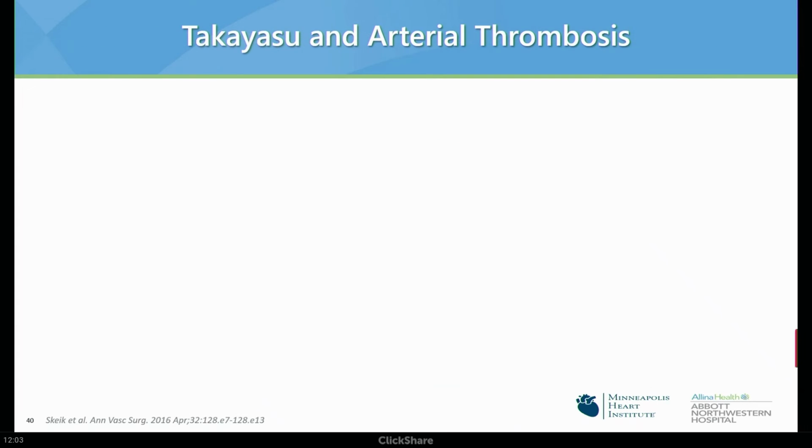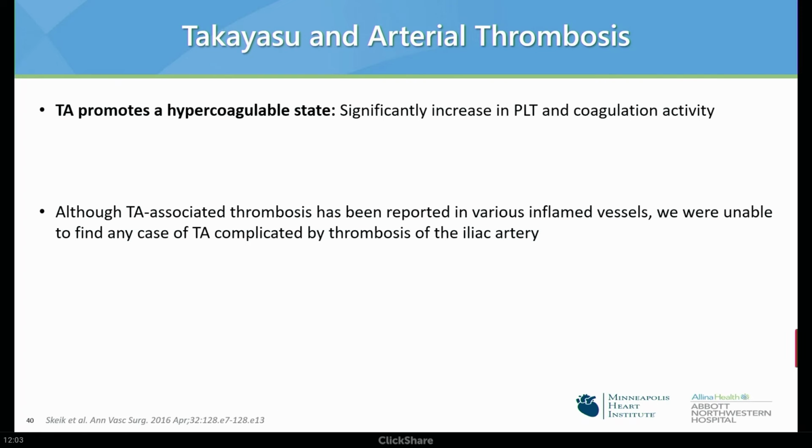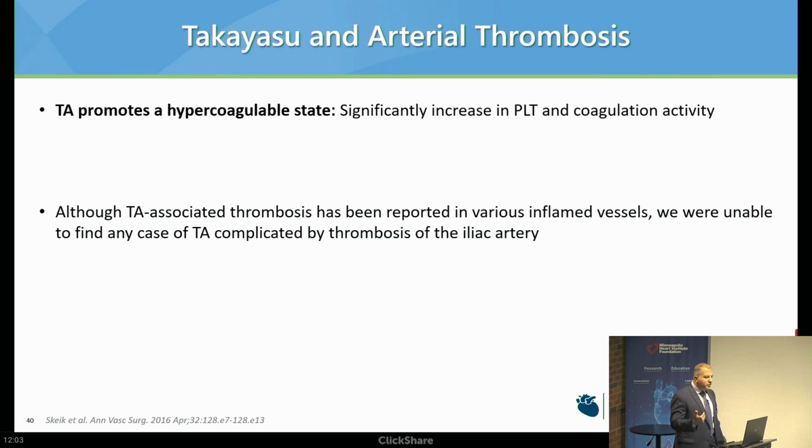We do have data that Takayasu not only causes inflammation in the arterial wall, predisposing these patients to arterial thromboembolism, but we also know that it activates the platelets in a bad way, so patients could be highly thrombotic. And that's what happened in our patient. She thrombosed her left common iliac artery. We searched the literature, and we couldn't find any other case with iliac artery involvement, so we published this case with our research intern.